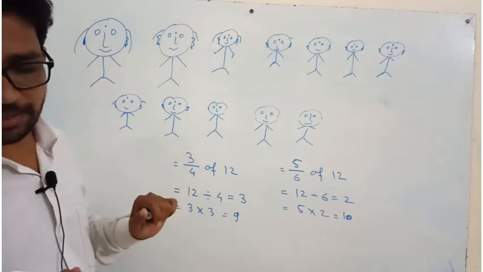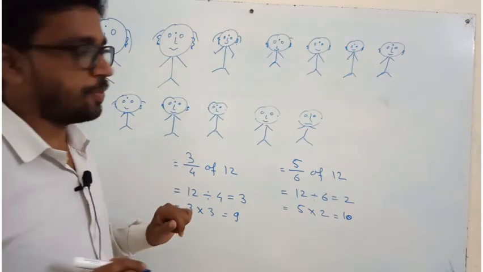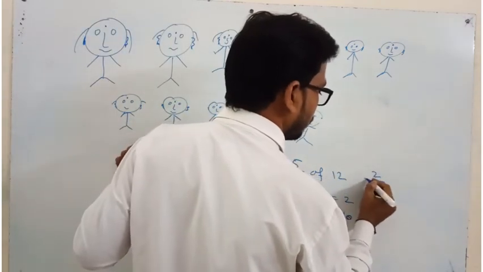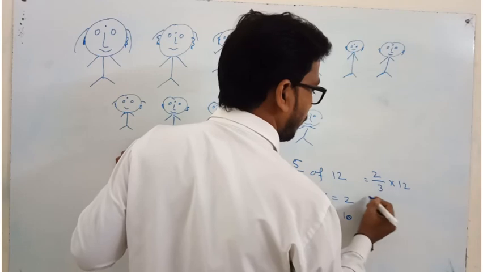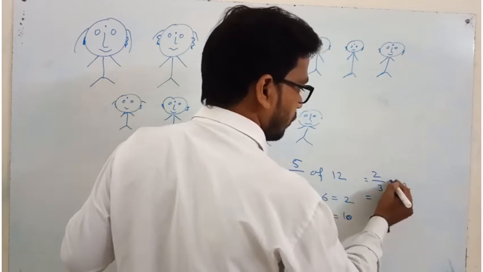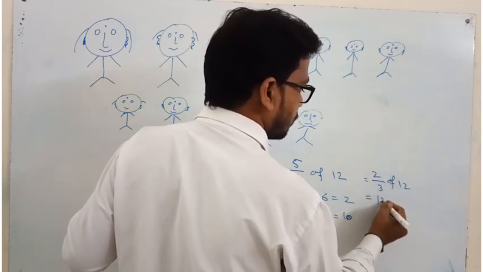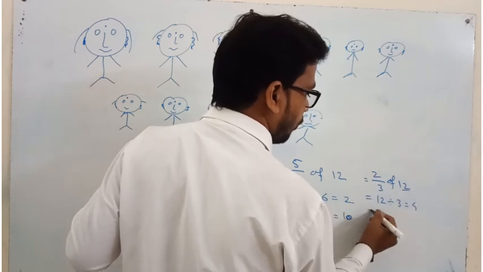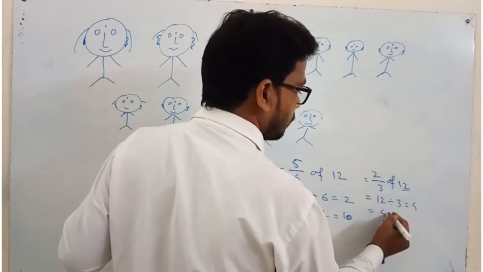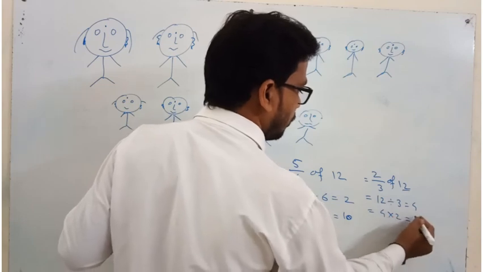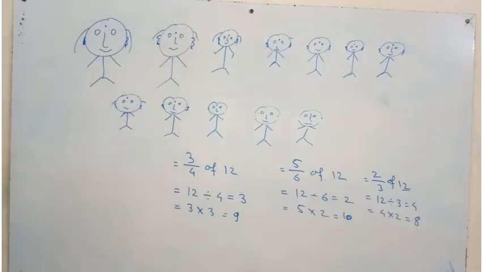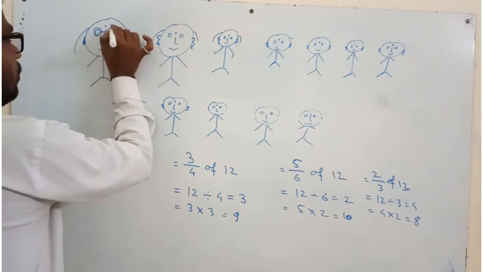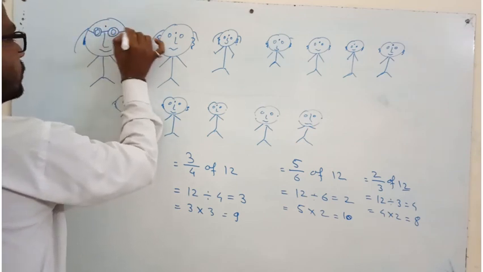Okay. The last is 2/3 of them wear spectacles. 2/3 of 12. Okay. Divide this 12 by 3, we get 4, and multiply this 4 by this 2, so 8. So 8 friends, to 8 friends we have to draw spectacles.